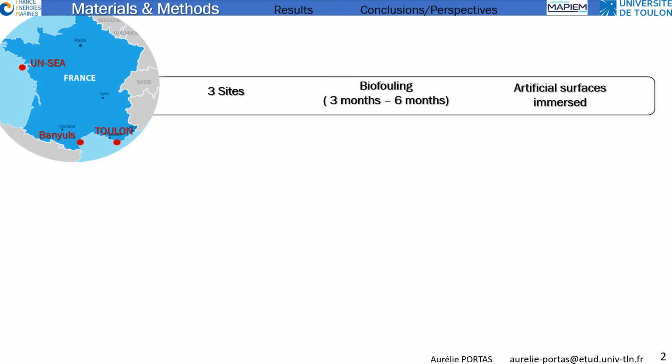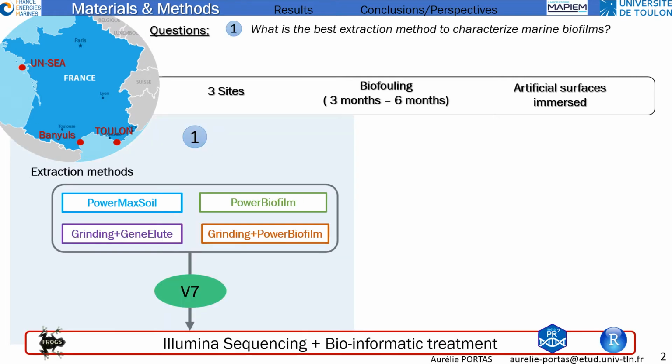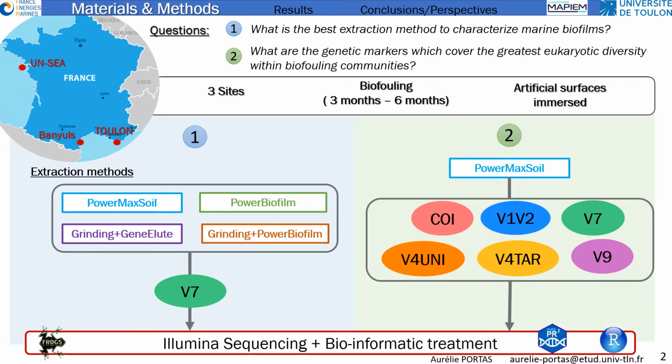We immersed artificial surfaces at different sites along the French coast and we tested two hypotheses. Firstly, we extracted DNA using 4 methods in order to obtain the highest marine eukaryotic diversity. In this part, only the V7 region of the 18S rDNA gene was used as primers. Secondly, we used only the PowerBiofilm kit and amplified 5 regions of the 18S rDNA gene and the mitochondrial CO1 with the same aim, to get the highest marine eukaryotic diversity.